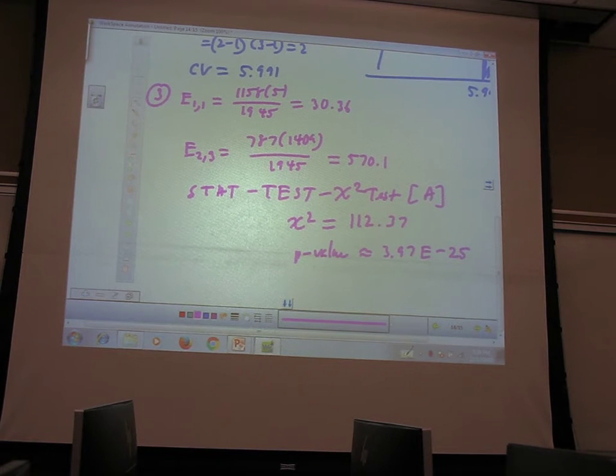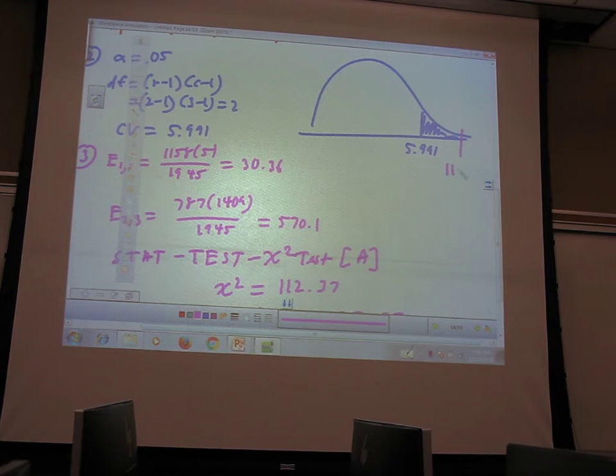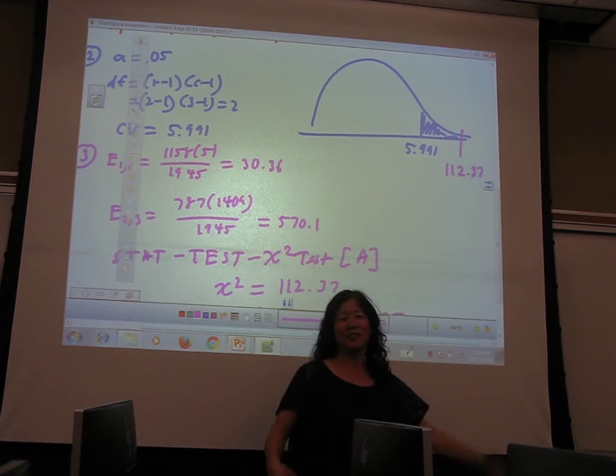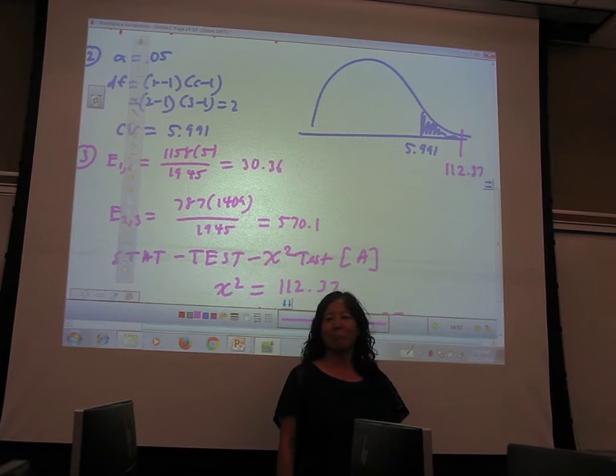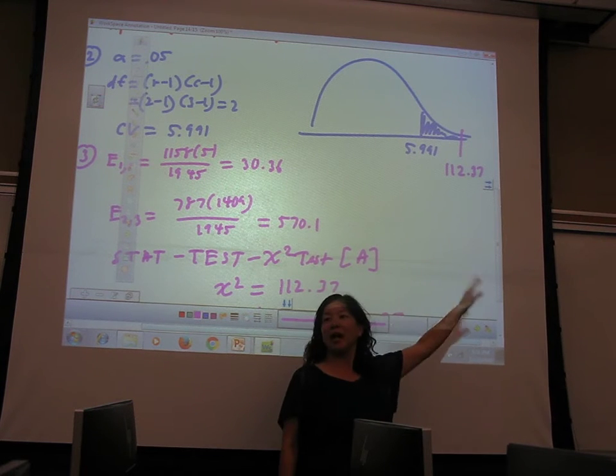All right, and then we're going to throw that in here. 112 is way out here. Not to scale. It's totally out of scale. It's way out there, maybe past the wall, but I'm okay with that. As long as it's beyond the 5.99, then I'm happy.